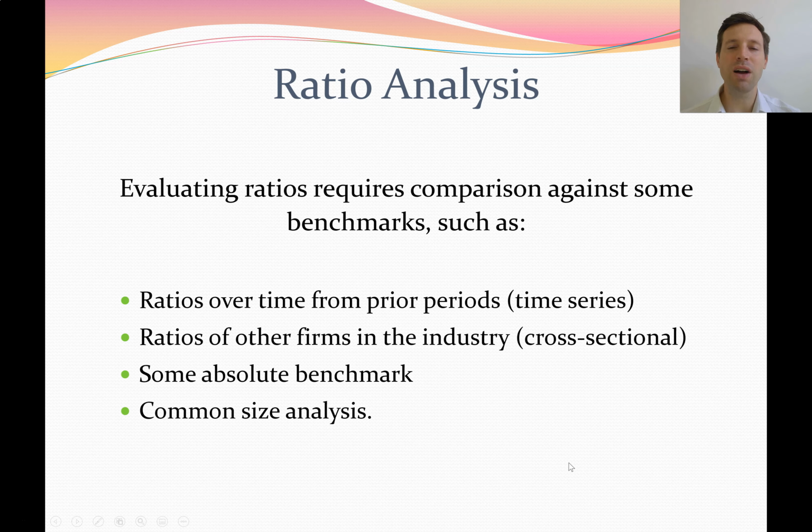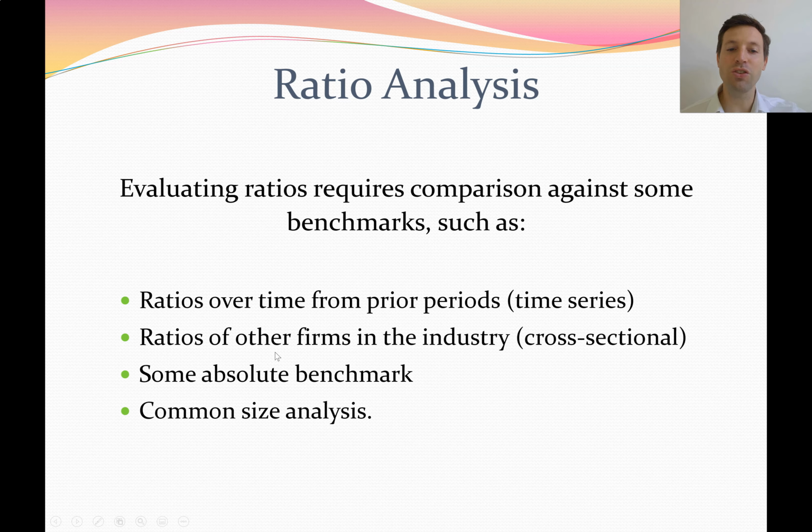When we're evaluating ratios, we're going to look at ratios over time from prior periods. That would be called time series data. So we might look at our company's performance over the last 5 years, and we'll see how those ratios change over 5 years of performance. Then we can compare this year's performance to previous years using the firm as its own control.